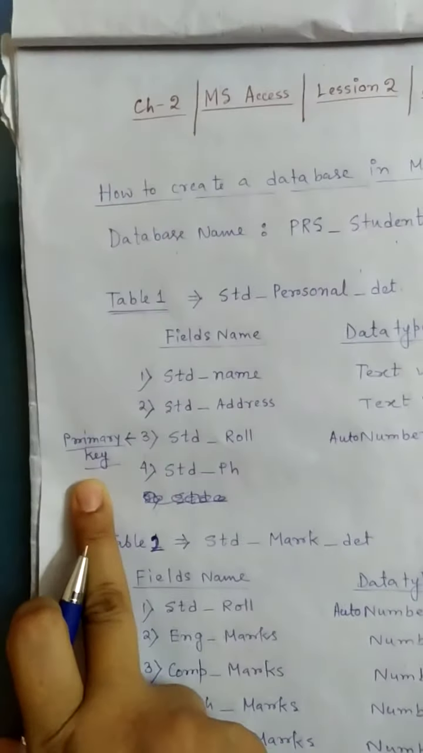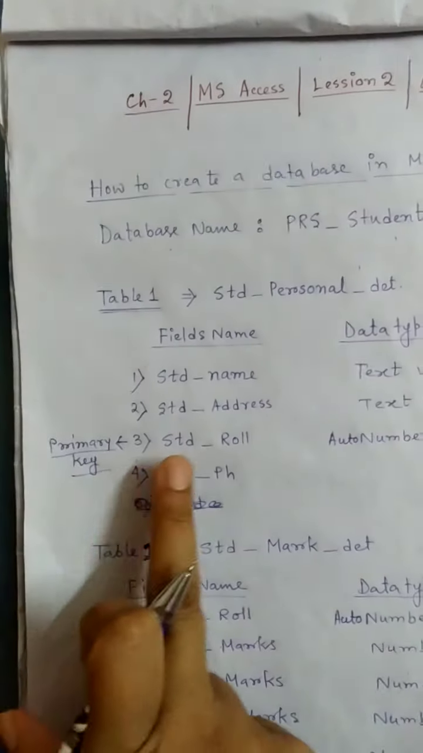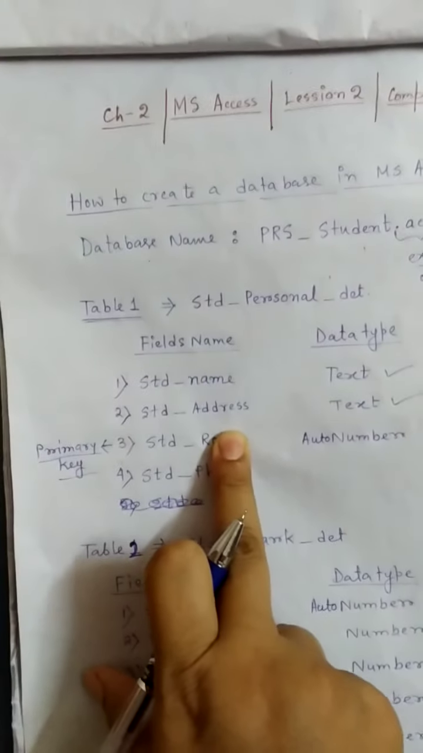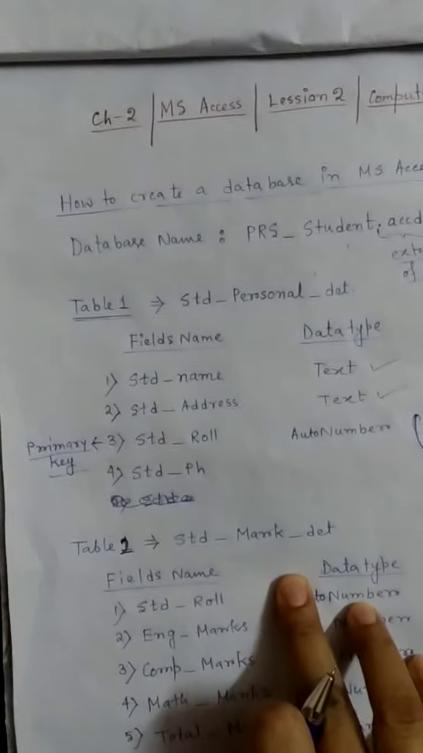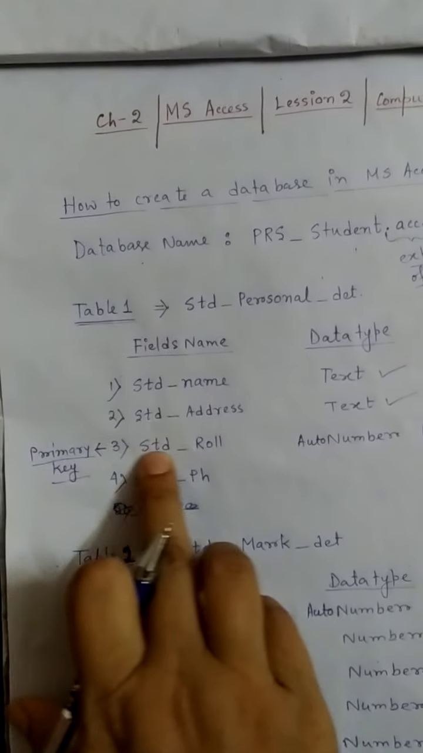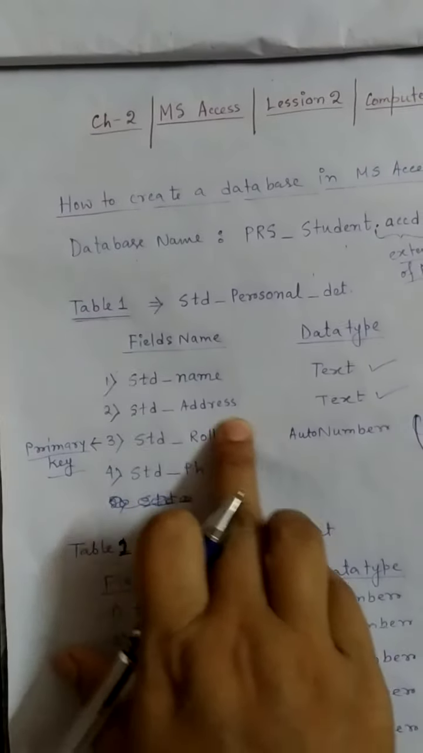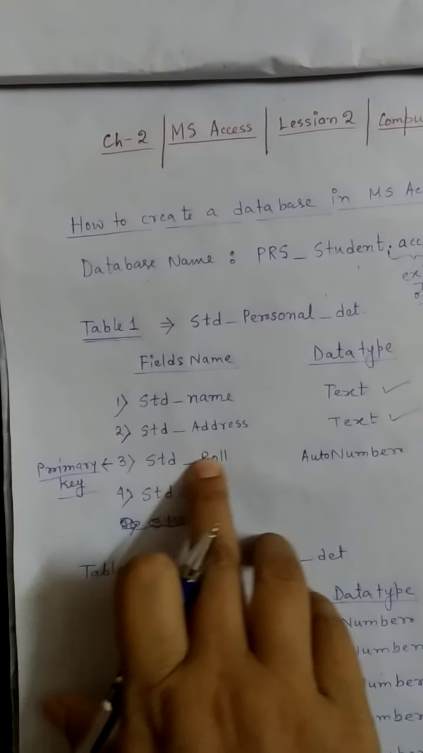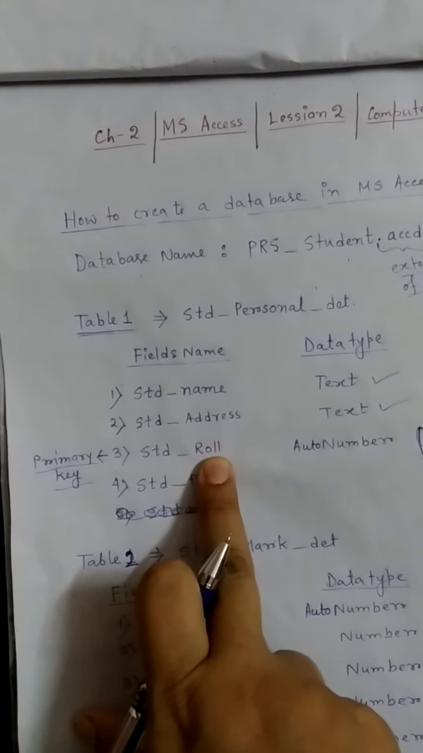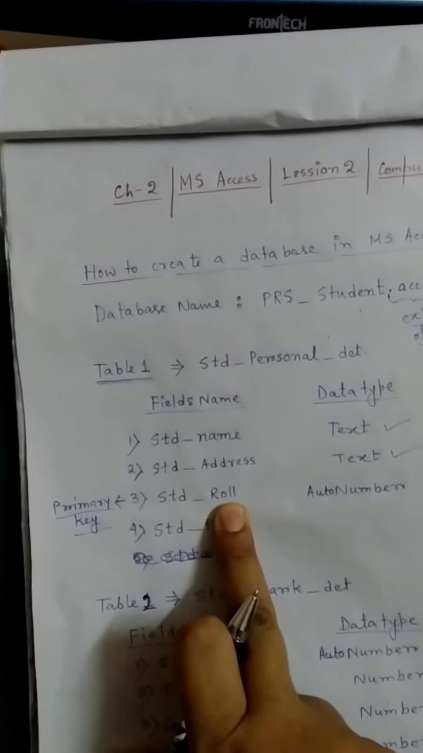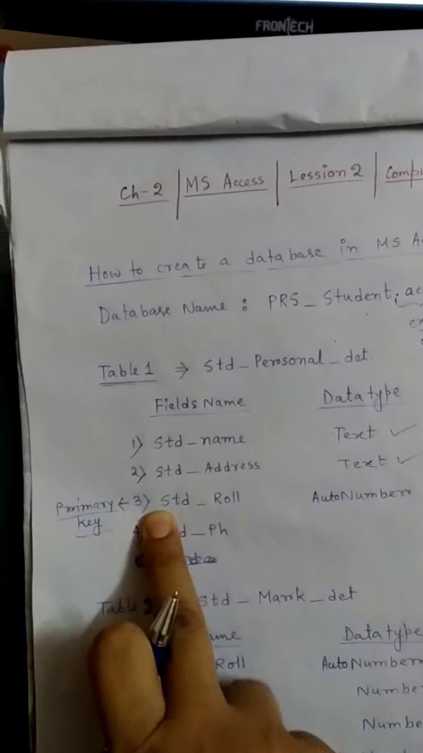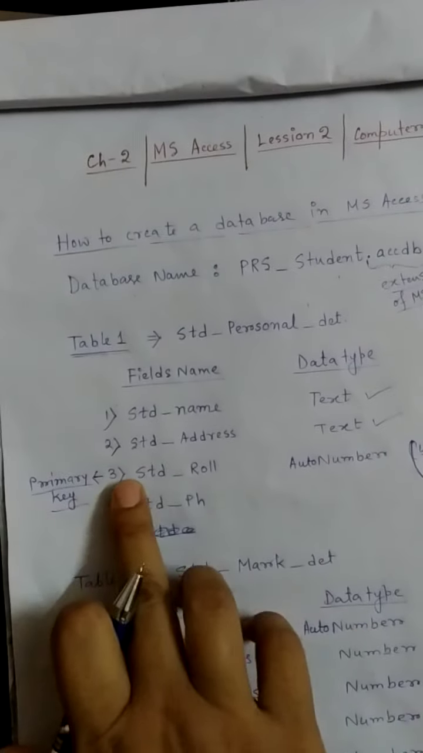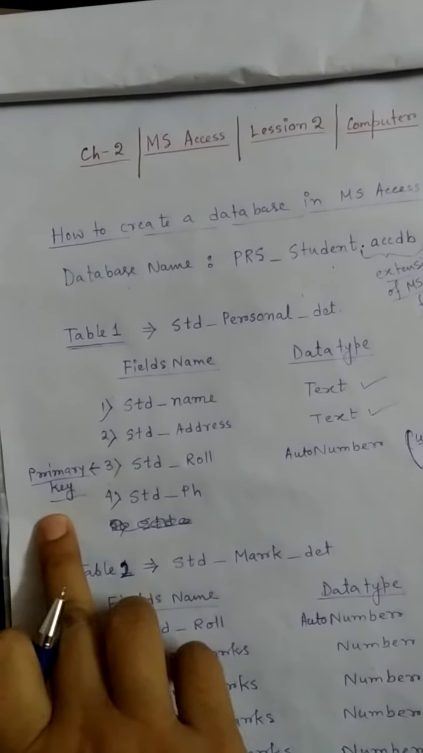Now what is the primary key? Primary key means it is a field by which we can search the other details. Okay, means as it is a unique field for every student, we can use this field, that is std underscore roll number, by using this field we can search the other details from the database. That's why we mentioned here that it is a primary key.